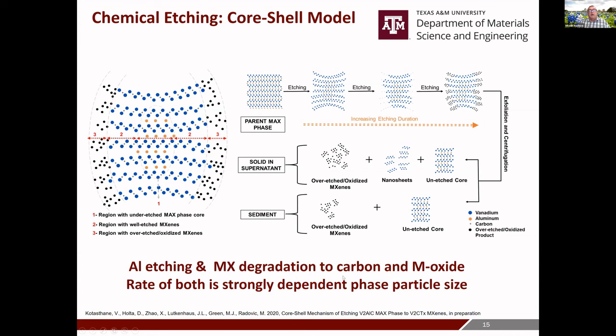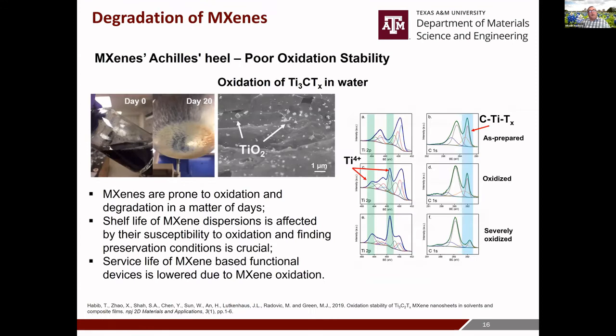And also, in terms of the type of the MXene, it depends on how easily you can remove the A layer from the MAX phase, or how easily you can oxidize. In the case of vanadium, where the vanadium MX layers are oxidized or degrade very, very fast, it's very difficult to get a high yield.